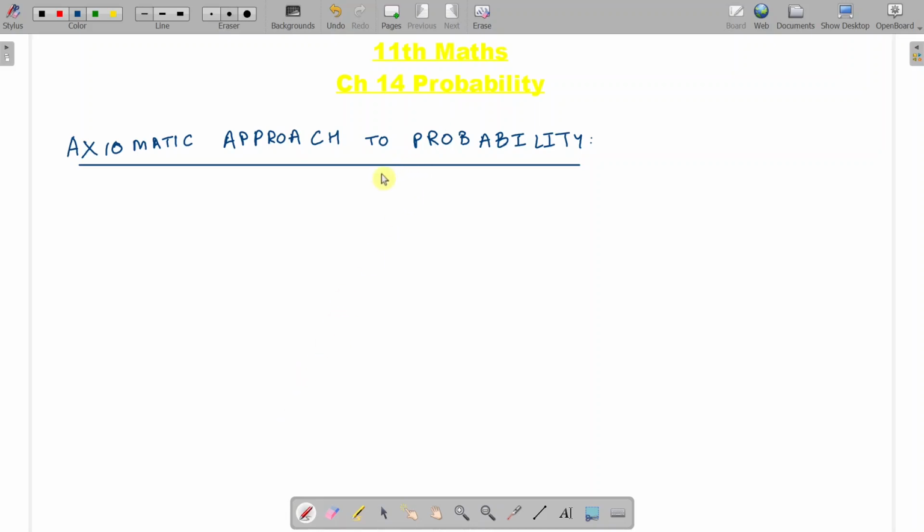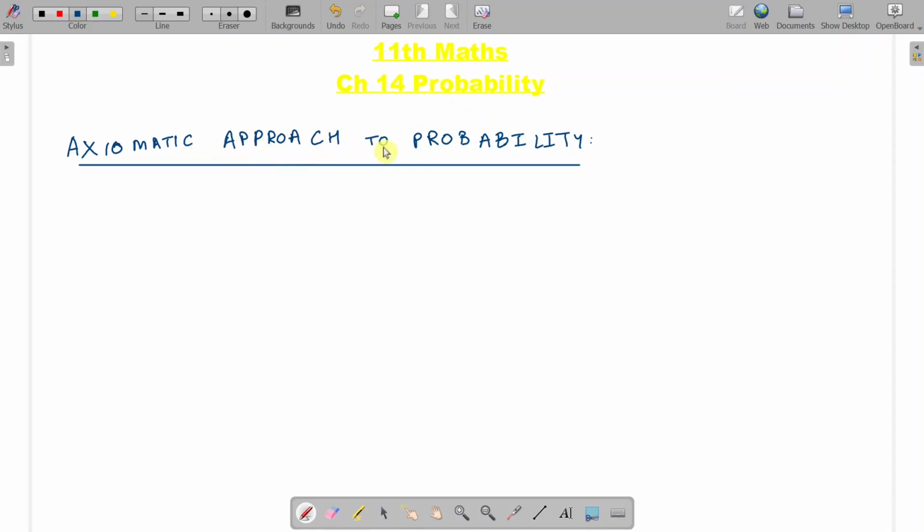In this video we will learn about the axiomatic approach to probability. So we have studied probability in the earlier classes, and there we studied the probability definition in terms of the number of favorable outcomes to the event for which we are finding the probability, divided by the total possible outcomes, right? So there was a formula there.